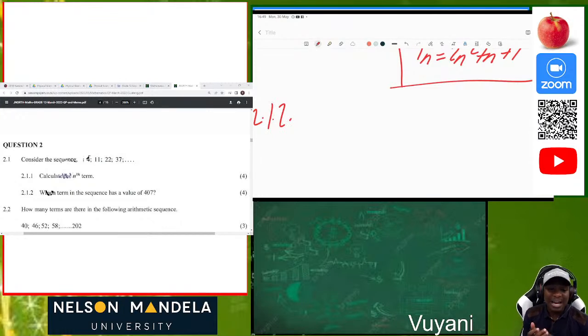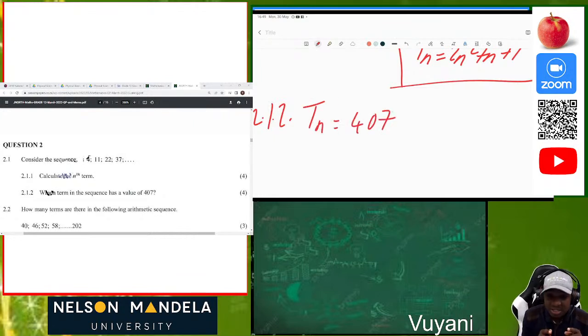2.1.2, which term in the sequence has the value of 407? So which term, which means we must calculate the value of n, because now we are given Tn to be equal to 407. Let me just give you this trick. They will never ask you something like this and put 2 marks. When they put 2 marks, they just want you to substitute that value. If they say calculate T10, the 10th term, that's where they put 2 marks. But when they give 4 marks, we must know that you are given Tn to be 407.